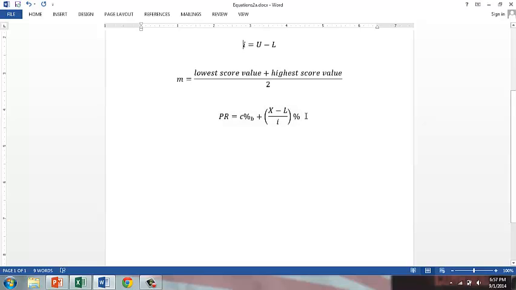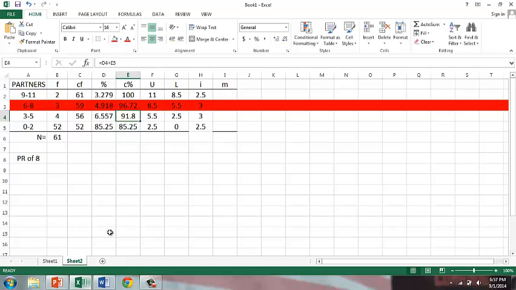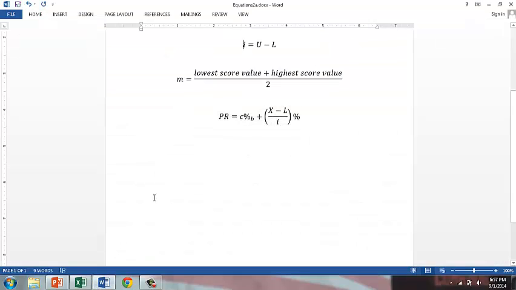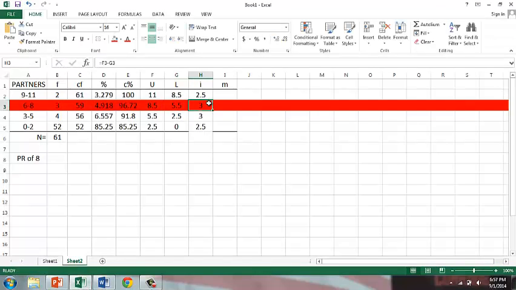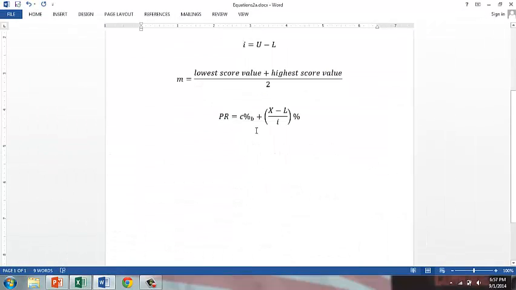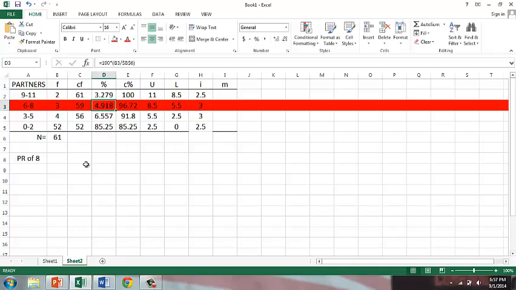X is the score we are interested in, in this case 8. L is the lower limit of the critical interval, which is 5.5. I, the size of the interval, is 3, and the percent within the critical interval is 4.918. We have to put all of those numbers together into the equation and have Excel calculate the percentile rank for us.